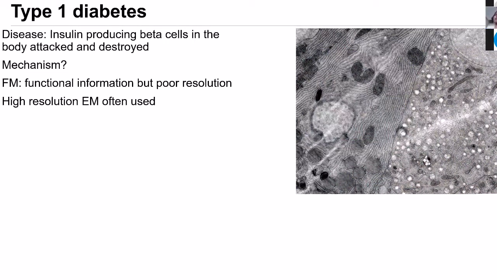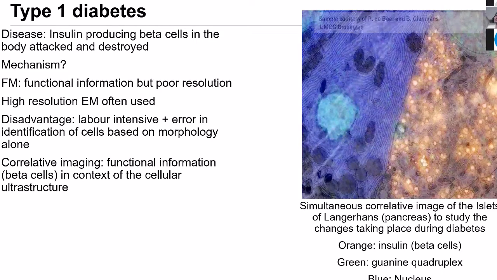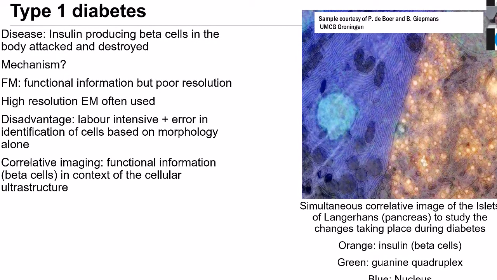Electron microscopy is a commonly used technique for imaging, which is high resolution, but the disadvantage is that it's labor intensive and is also error prone as far as identification of cells is concerned, because the identification is performed based on the morphology alone. Using correlative imaging, it's possible to get functional information, so it's possible to image the beta cells specifically in the context of the cellular ultrastructure.